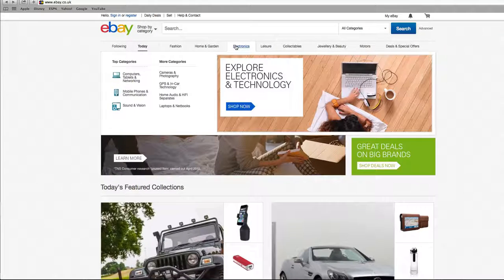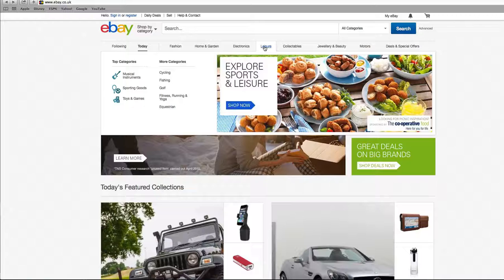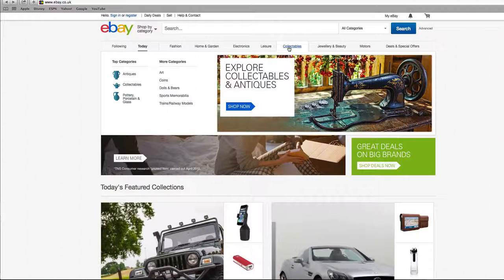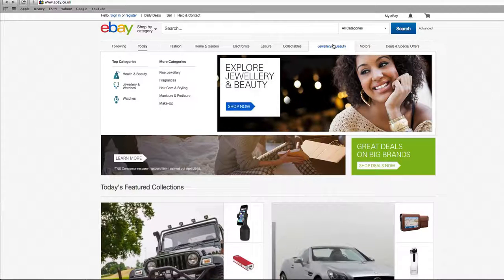Now as you can see, this is electronics, you've got leisure, you've got collectibles. Some of these kinds of products are really hard, you can't really private label. These are more one-off products. Collectibles, yes you can, but if you were interested in something like jewelry, then you have these categories. Again, these are just top categories. What eBay is actually telling you is that these are the more popular ones.